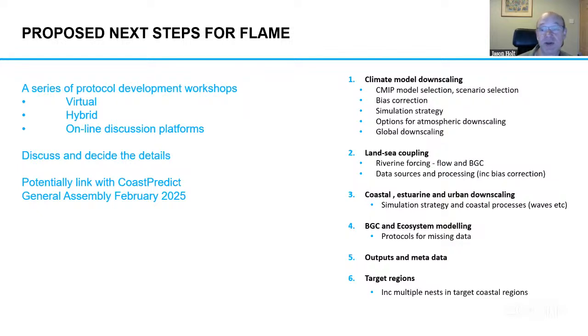One possible opportunity to do this is that the Coast Predict General Assembly is scheduled for this February, so we might see if we can have some sort of side event around that.